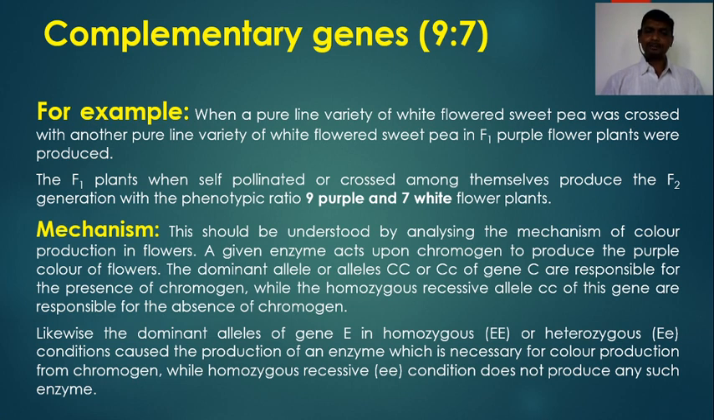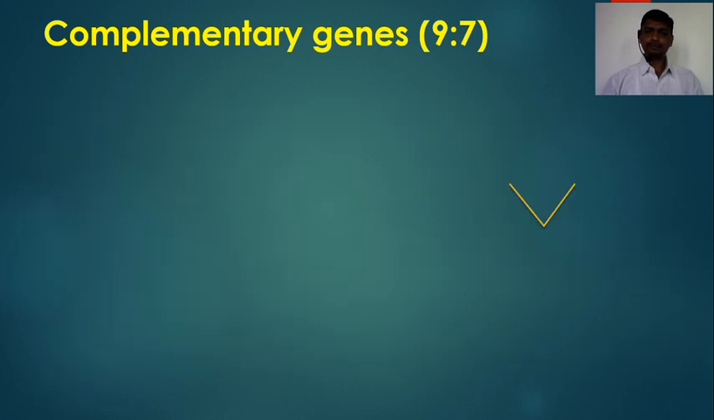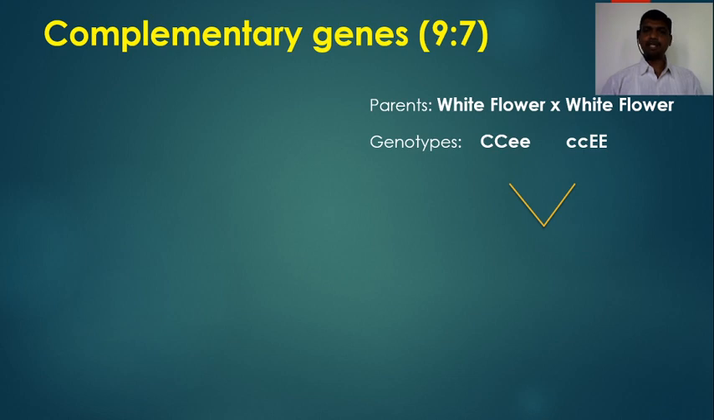Okay. While on the other hand, homozygous recessive individuals for both gene C and E are not able to produce the chromosome and enzyme. So such individuals produce white colored flowers. Okay. So here a cross is made between a white flowered sweet pea plant and another pure line variety of white flowered pea plant. Both the parents have white flowers.